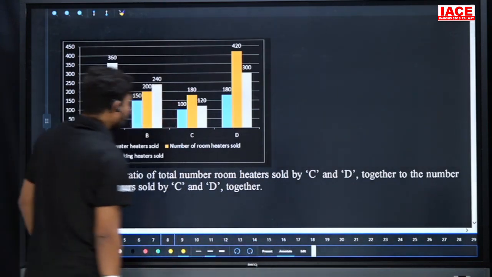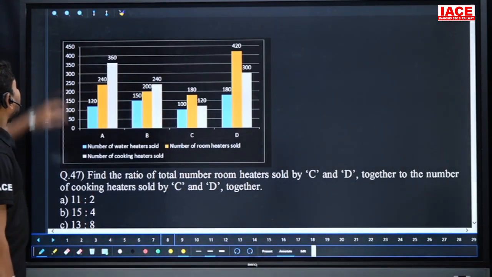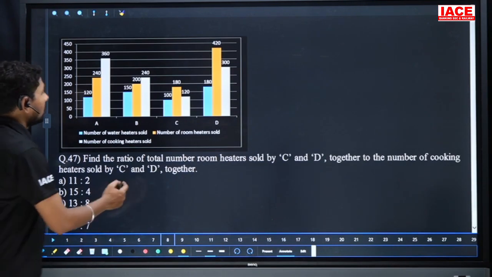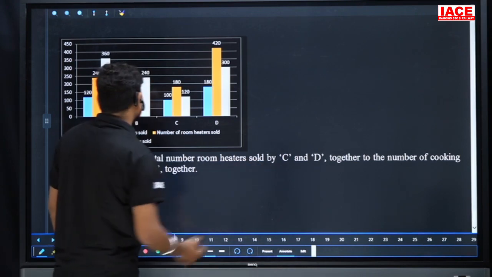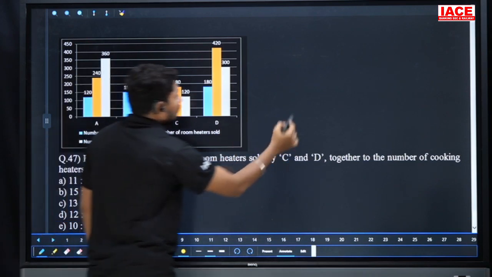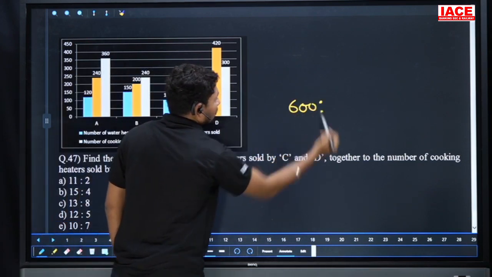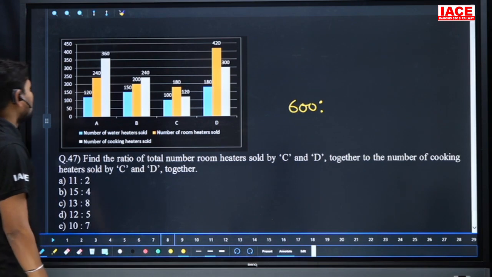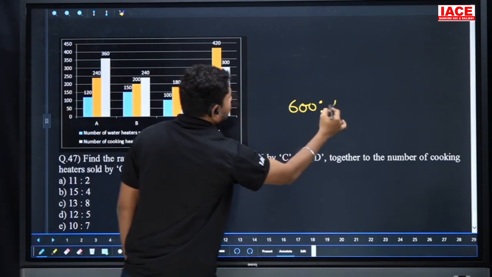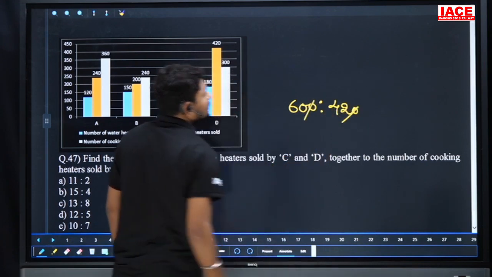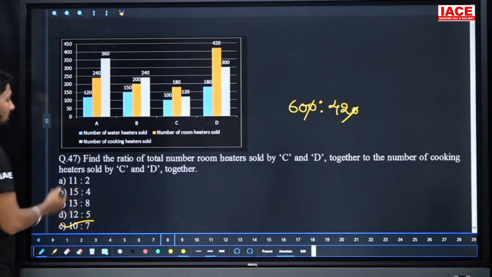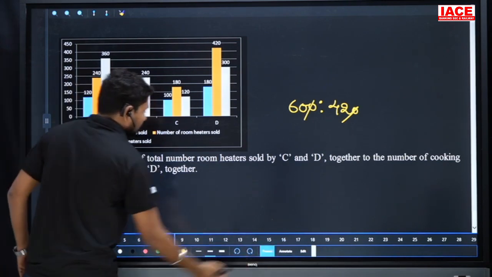Question 47 for the same data. Find the ratio of the total number of room heaters sold by C and D together to the number of cooking heaters sold by C and D together. Room heaters sold by C and D: 180 and 420, which is 600. From C and D, we need cooking heaters: 120 plus 300, which is 420. The zeros cancel, and 60 and 42 both cancel with 6. 6 tens are 60, 6 sevens are 42. Our option is 10 is to 7, option E. And next one.